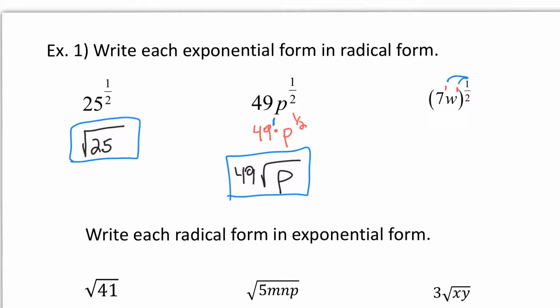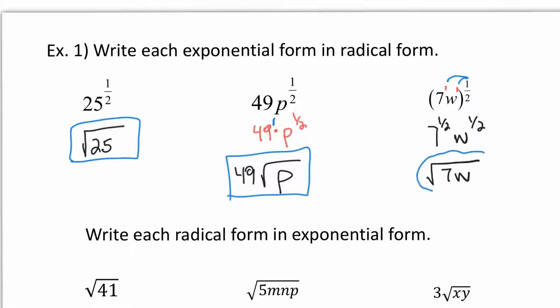Now we do have a 1/2, but you can multiply 1 times 1/2. So we have 7, 1 times 1/2 is 1/2, and w, 1 times 1/2 is 1/2. So notice the 7 has a 1/2 exponent, and the w has an exponent of 1/2. So what that means is when you have your square roots, you are going to have the 7 and the w inside of the radical.